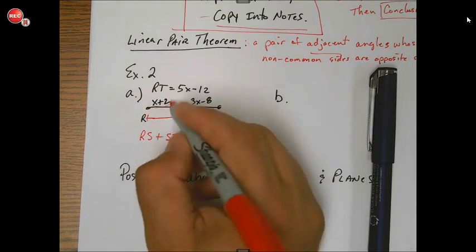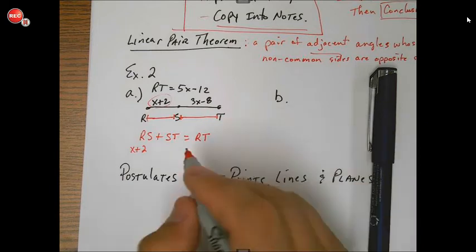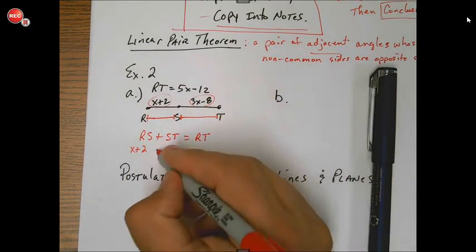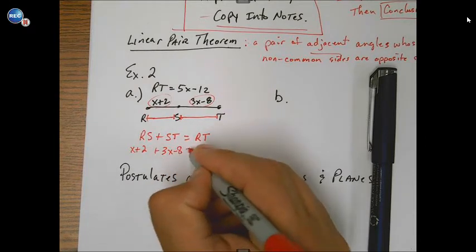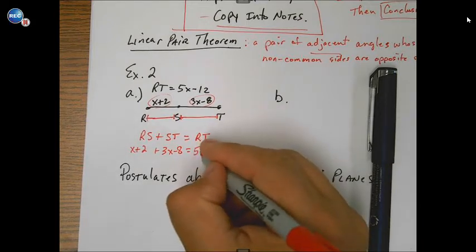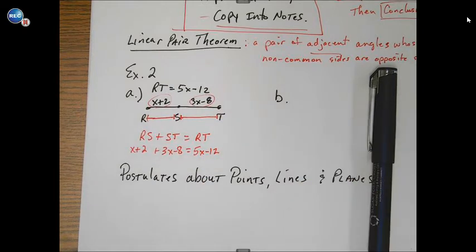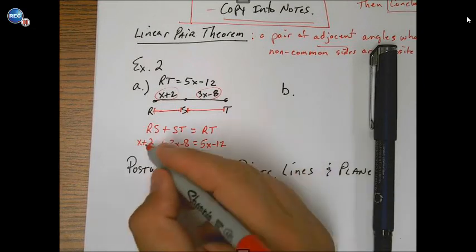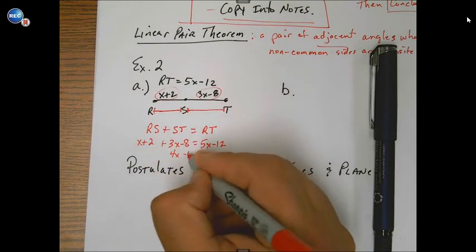So now I'm just going to substitute and put x plus 2 in for RS, substitution property of equality. I'm going to substitute 3x minus 8 and put that in for ST. And then that's equal to 5x minus 12. And then I solve for x. Let's combine like terms. I have x and 3x is 4x. 2 minus 8 is minus 6.